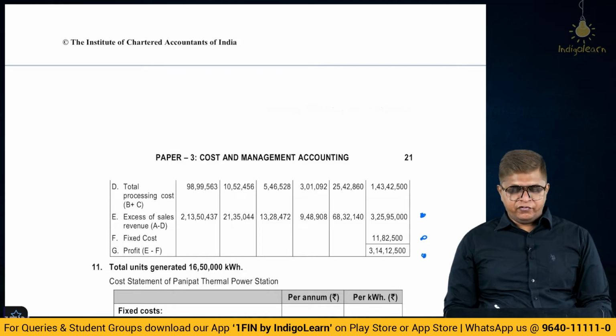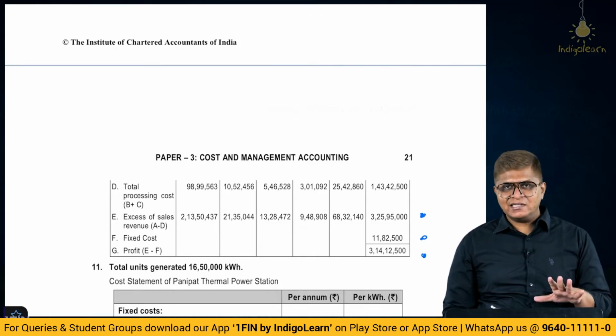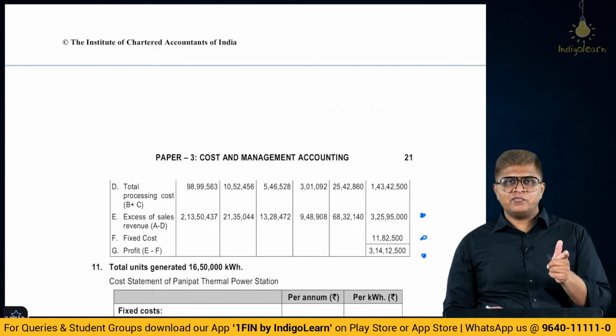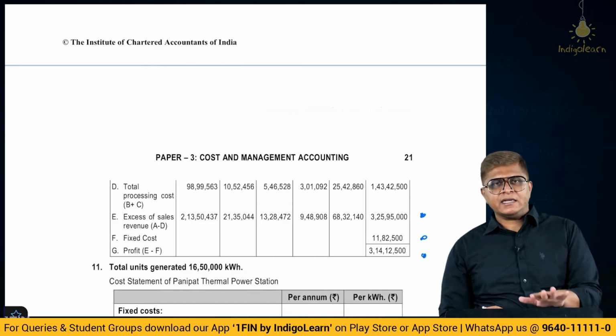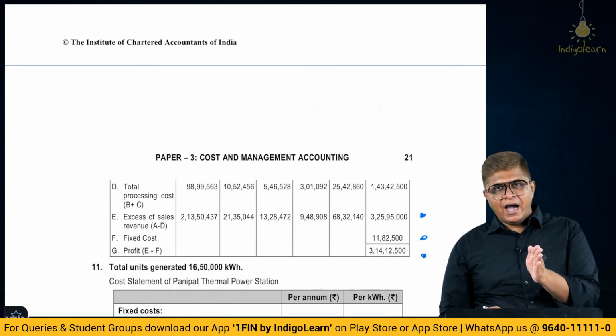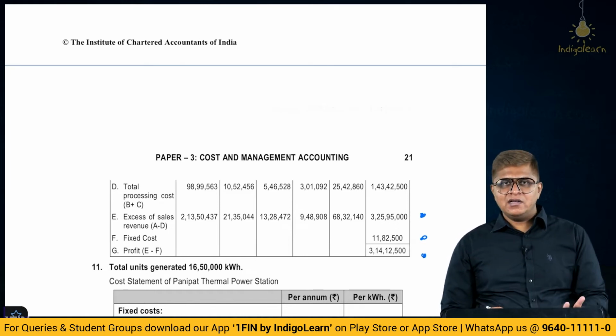So in terms of complexity, it is simple. They have not clearly mentioned whether we have to take at the split off point or after further processing. The entire solution is NRV, net realizable value after further processing, is what we are assuming.